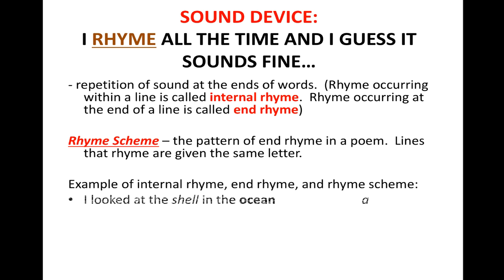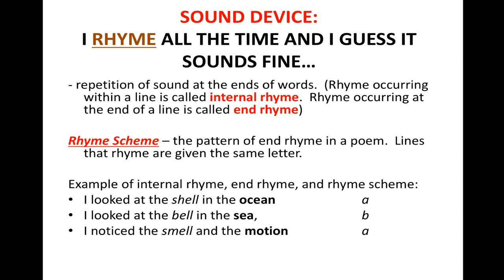For example, here: I looked at the shell in the ocean, I looked at the bell in the ocean, I noticed the smell and the motion were very peculiar to me. As you see here, we have ABAB. It means A and A have the same rhyme. Ocean, motion, A and A. Now, B and B, see me. You see, they have the same rhyme. That's why we use these letters. Ocean, motion, see me.